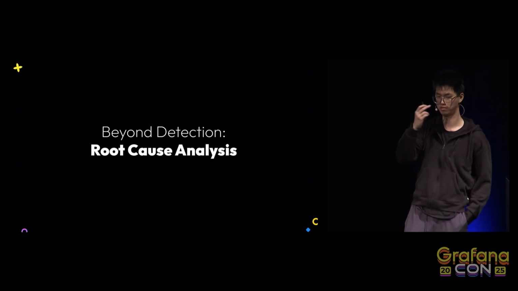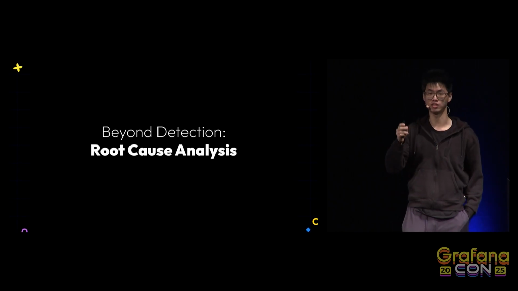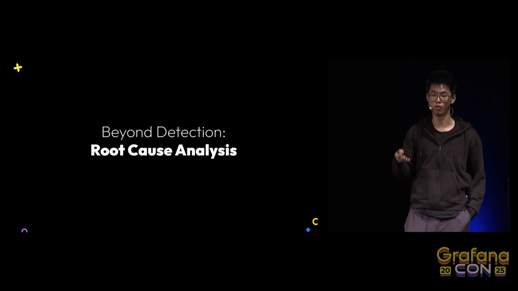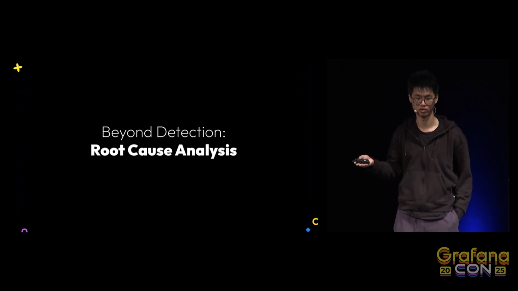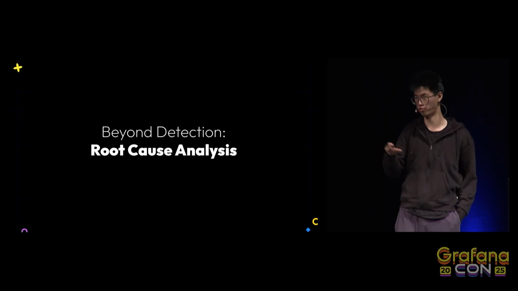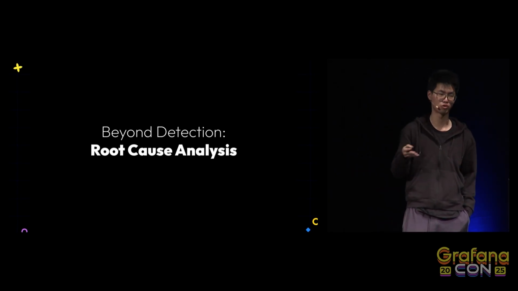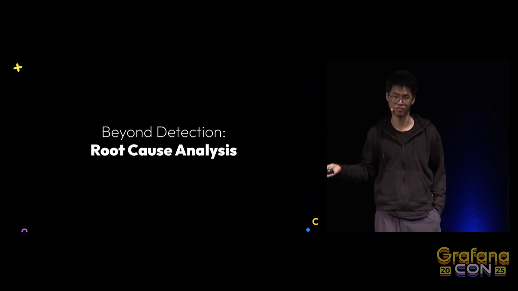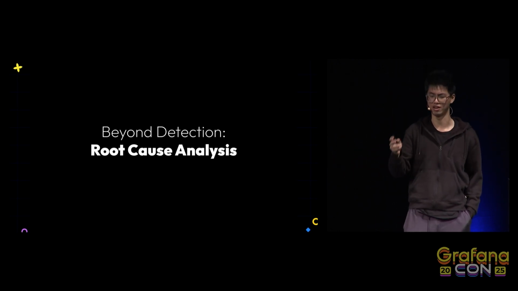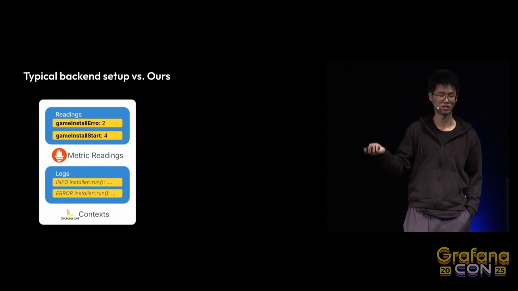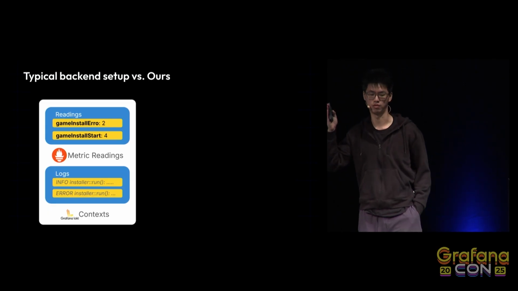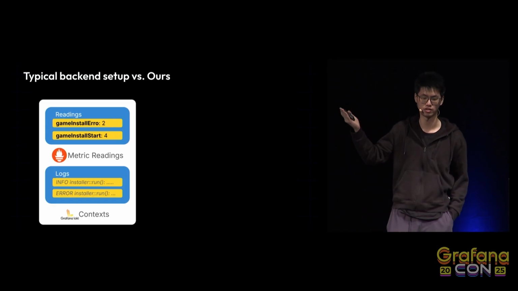But we didn't stop there. Once you detect the spike, you see the error rate is up, you naturally want to know what the root cause is. For those familiar with backend workflows, I know Grafana has been delivering a lot of super cool features that can help enhance this workflow. But for us, that's a different challenge. That's because this is a typical backend setup. You have metrics, you have logs, you have traces.